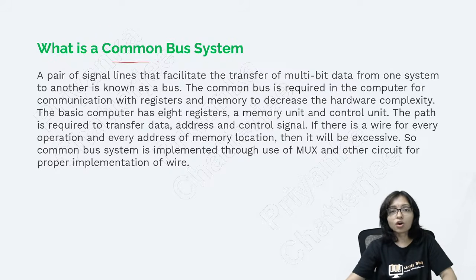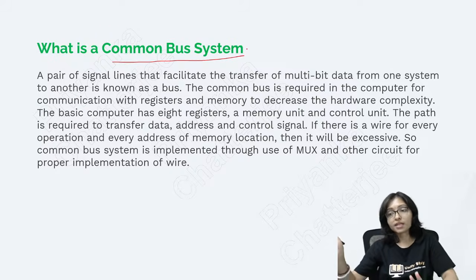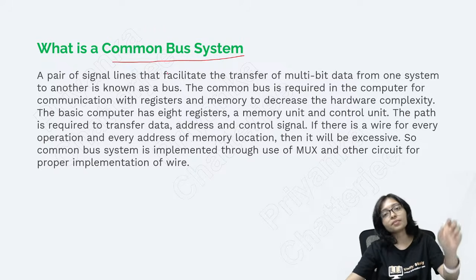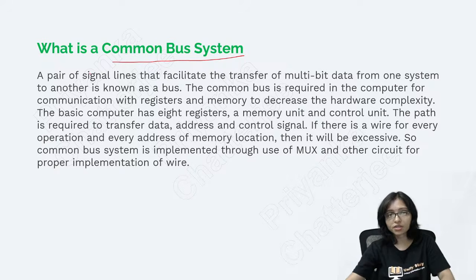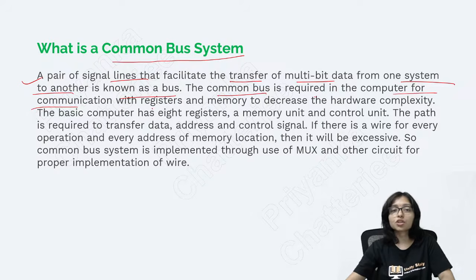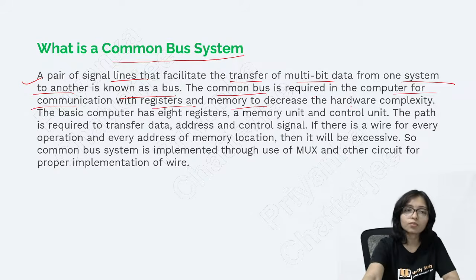What is called the common bus system? Common bus system means there will be a common multi-bit path. A pair of signal lines facilitates the transfer of multi-bit data from one system to another, known as the bus. The common bus is required where the computer communicates with the registers and memory also. This is called the common bus.